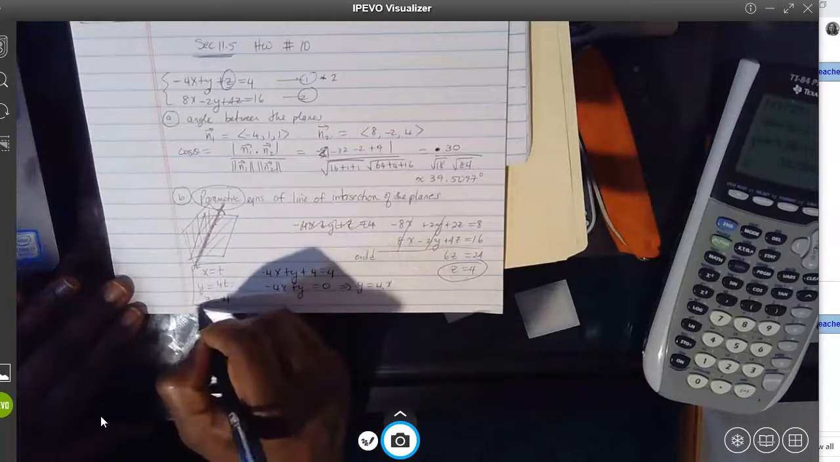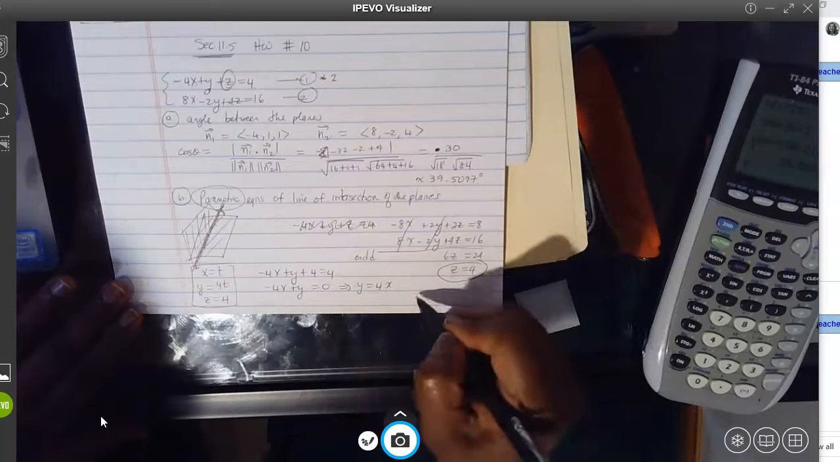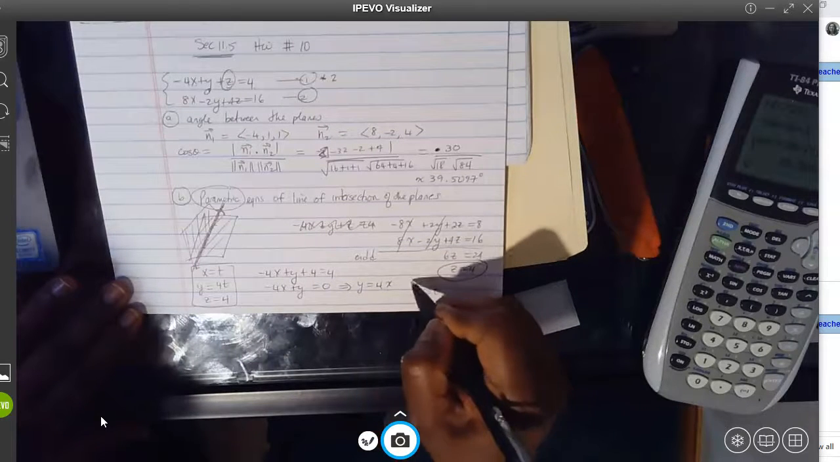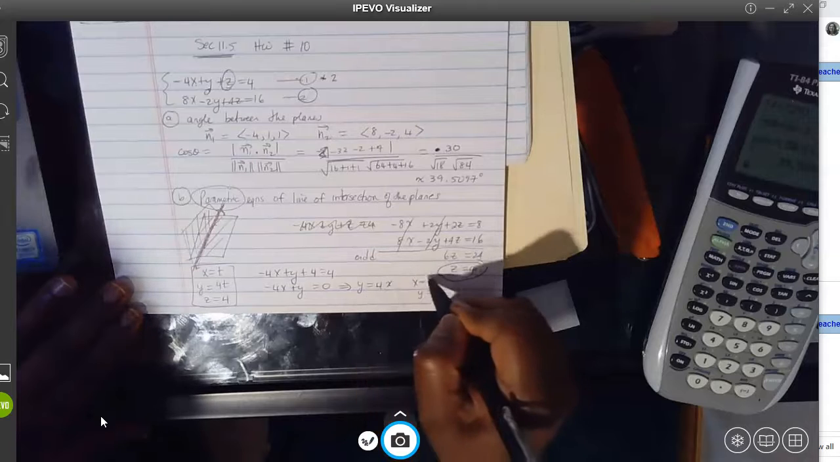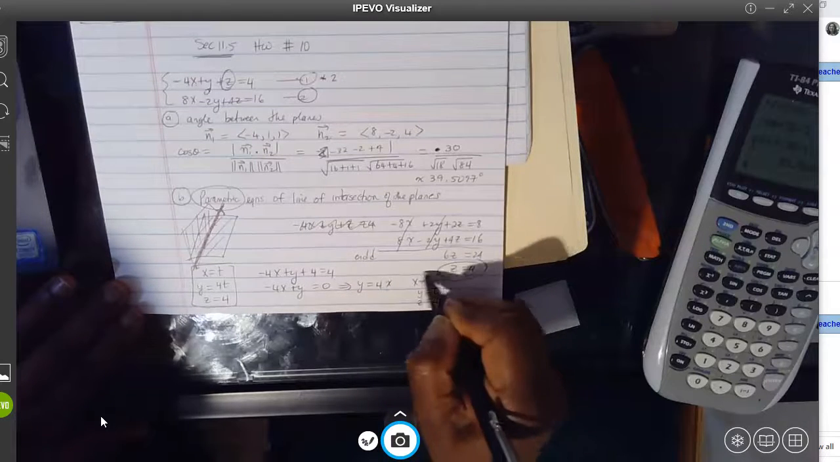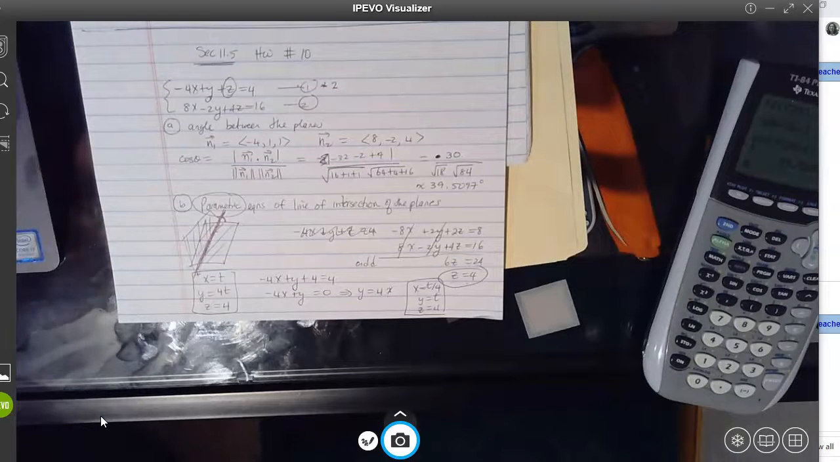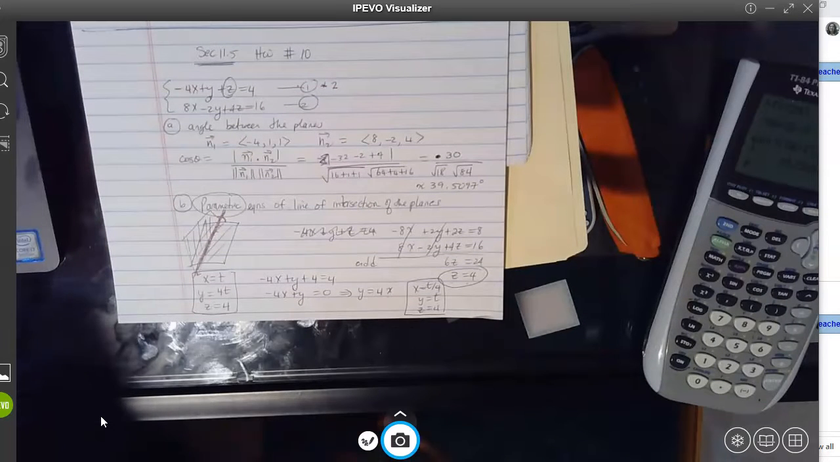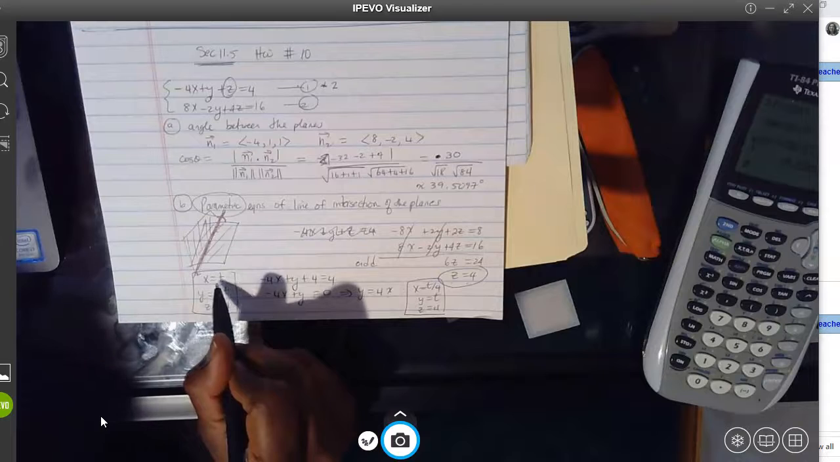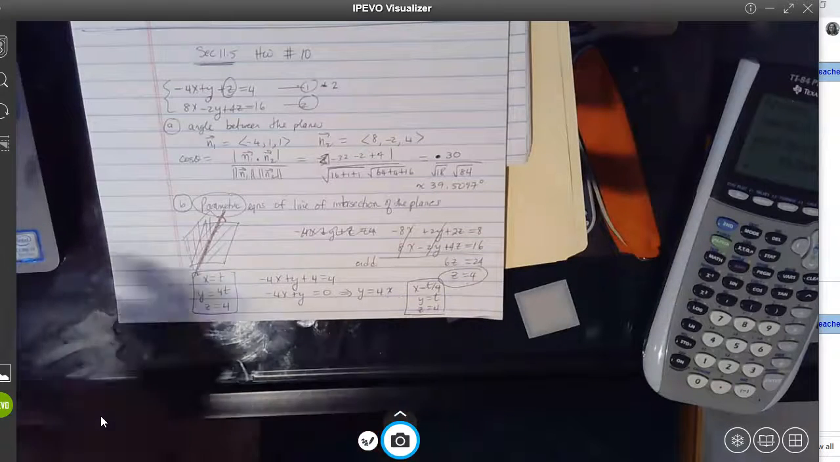Okay, so this would be the parametric form. Now you could have let y be t. If y is t, then x would be t divided by 4, and then z would still be 4. z is a constant. So there are equivalent parametric equations for that line of intersection. You could have even let x be 5t, then y would be 20t, and so on.